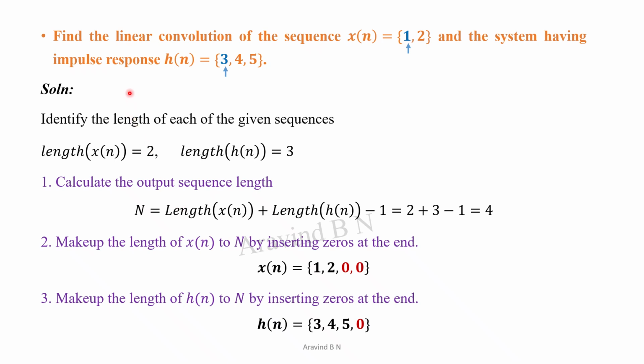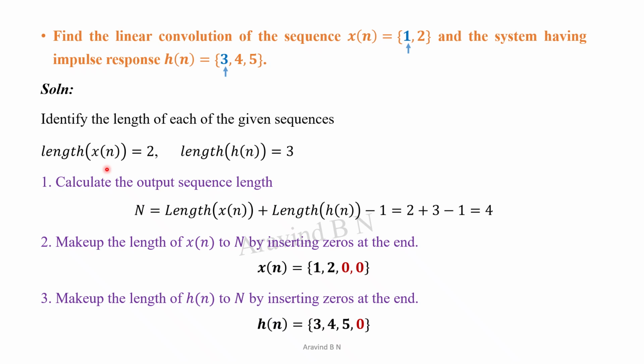Now let us consider an example problem for this. Find the linear convolution of the sequence x of n equals 1, 2 and the system having the impulse response h of n equals 3, 4, 5. In both the sequences, we are considering the first element itself is going to be the origin. So getting into the solution, first identify the length of the given sequences.